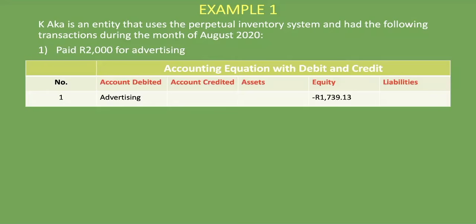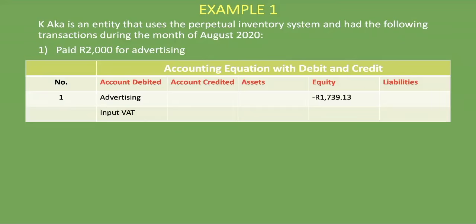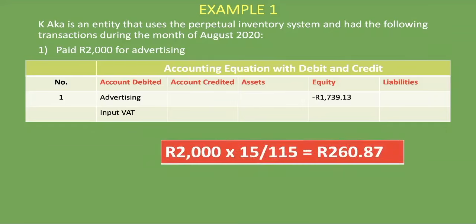So our input VAT is an asset, and where do assets increase? Assets increase on the debit side. So we put the input VAT, and what is the amount there? We're going to take 2,000 Rand times 15 divided by 115, and we get an amount of 260 Rand 87 cents. Another way you could have calculated that is to take the 2,000 Rand minus the advertising amount of 1,739 Rand 13 cents, and you will get 260 Rand 87 cents.